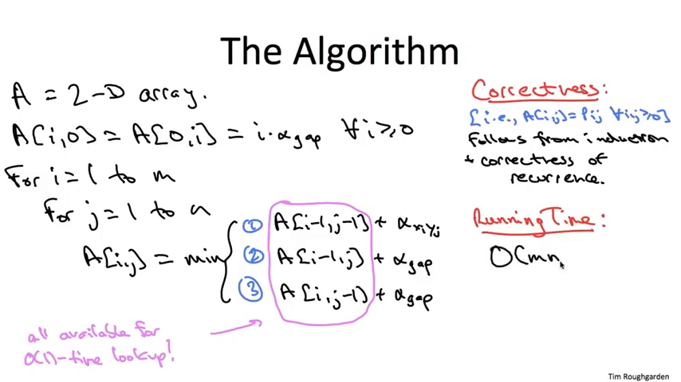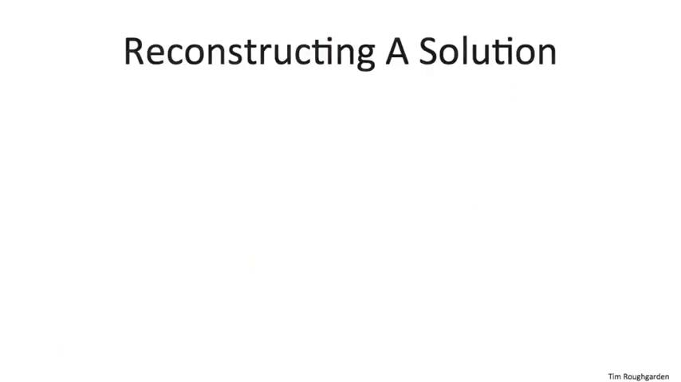So the running time is completely trivial to evaluate. In each iteration of this double for loop, we do a constant amount of work. We just need to look up three things in constant time and make a couple of comparisons. How many for loops are there? Well, m iterations of the outer for loop, n iterations of the inner for loop. So we suffer the product m times n. That is, the running time is proportional to the product of the lengths of the two strings.